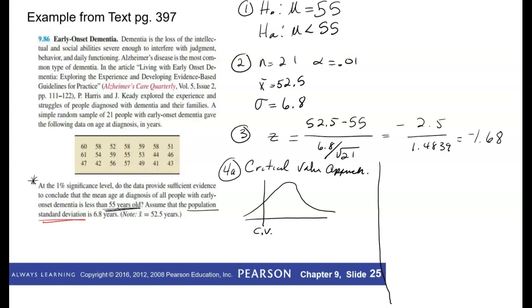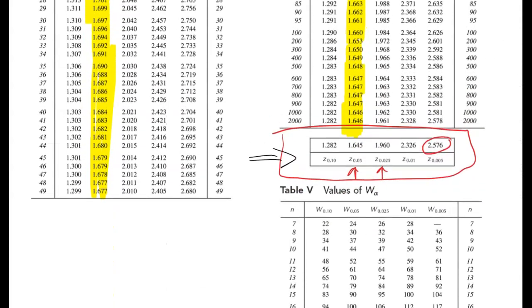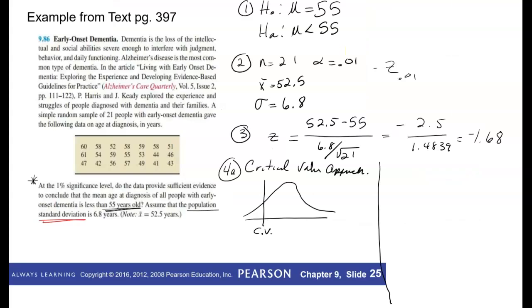Our significance level for this particular problem is 0.01. It's a left-tailed test, so all I need is negative z of 0.01. You can go to your formula sheet, like we did with confidence intervals. Flip down. Do you recall this table we worked on before? Okay, this gives you your common z values. We want z of 0.01 because we had a 1% significance level.